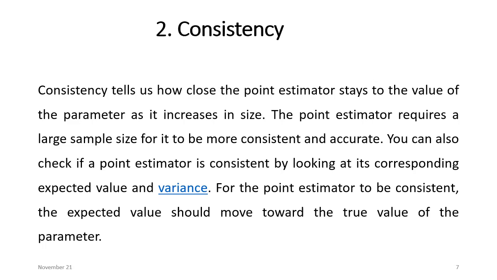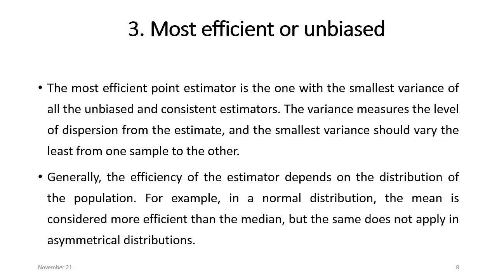The other property of a point estimator is consistency. Consistency means the estimators that have the minimum variances are known as consistent estimators. This is in the case when we have more than 2 samples. So we select the sample that has the minimum variance, and it follows the sampling distribution. Then the concept of the most efficient and unbiased estimator comes in.